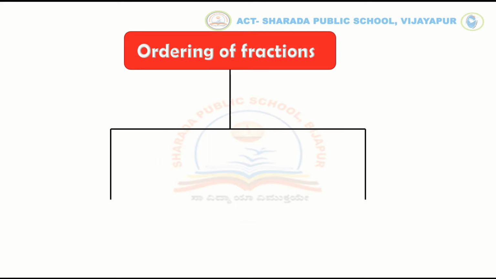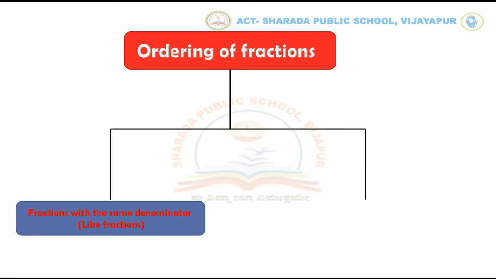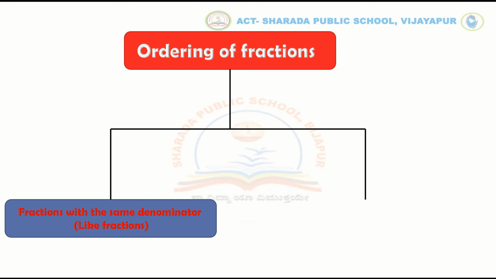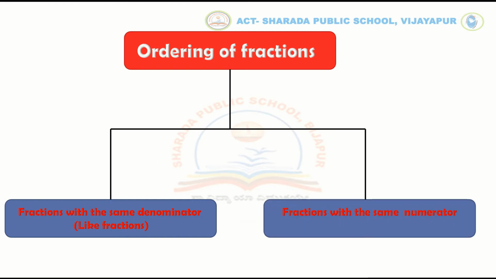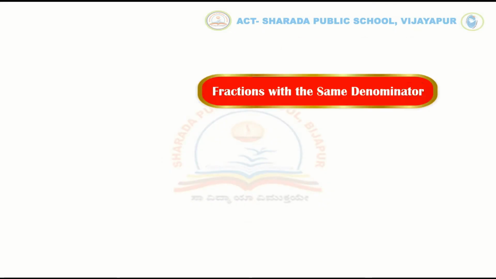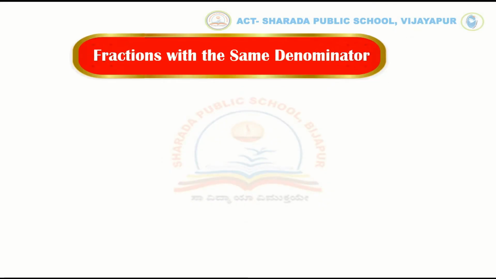Ordering of fractions, we have two types. Fractions with the same denominator, which we call like fractions, and fractions with the same numerator. Come on children, let's see what fractions with the same denominator are and how to order them.